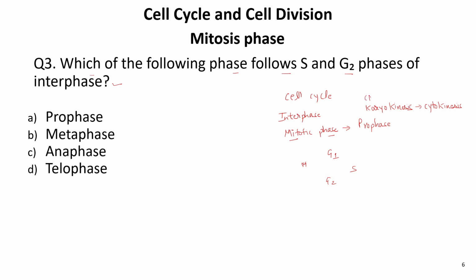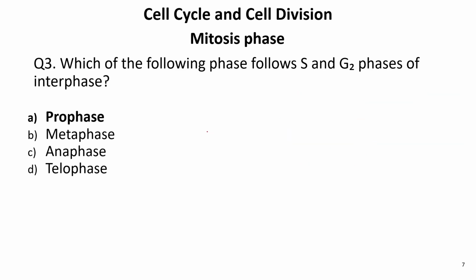Karyokinesis is nuclear division, division of the nucleus, whereas cytokinesis is cytoplasmic division. Karyokinesis is further divided into the following phases: prophase, then the metaphase, after metaphase is anaphase, and then the telophase. After telophase, cells undergo cytokinesis. So here what should be the answer? The answer should be prophase. After the G2 phase, we have the M phase, and the first phase in the M phase is the prophase.